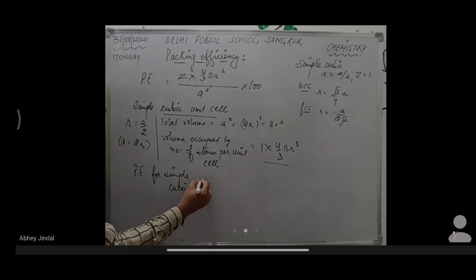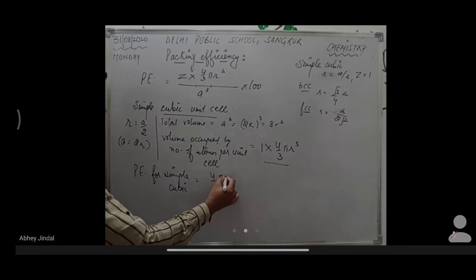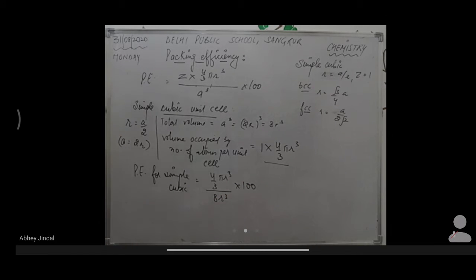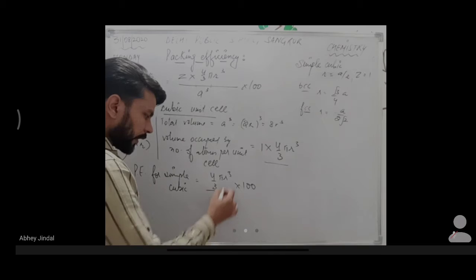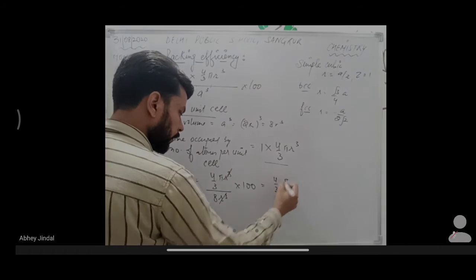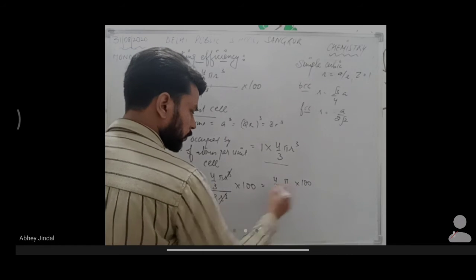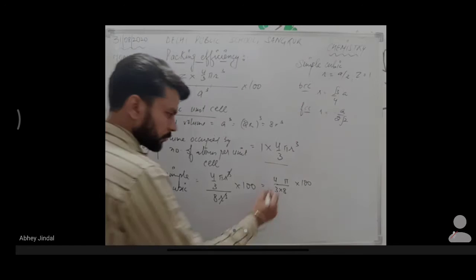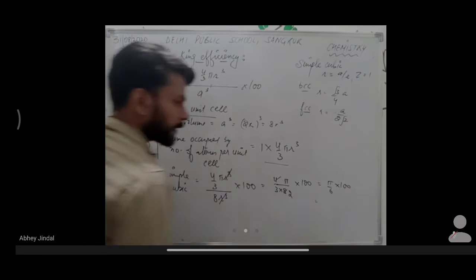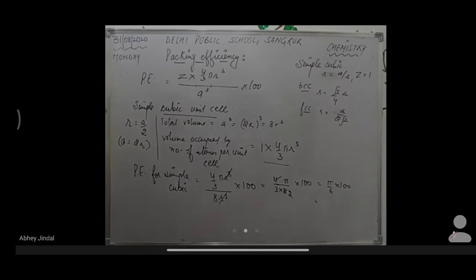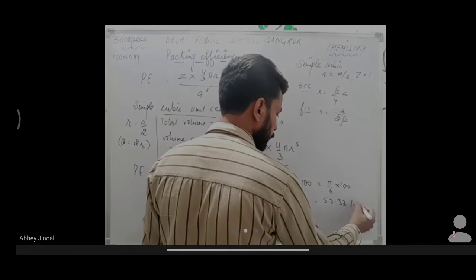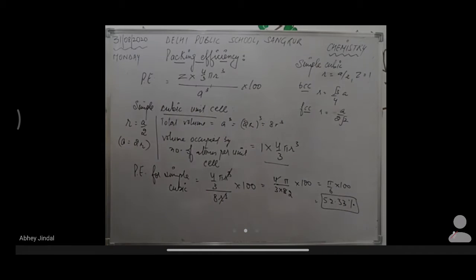simple cubic crystal lattice. It comes out to be 4/3 πr³ upon 8r³ multiplied by 100. By solving this, the r³ cancel each other out. So 4/(3×8) π × 100, that is π/6 × 100. It comes out to be 52.33%. So the packing efficiency for a simple cubic crystal lattice is 52.33%.